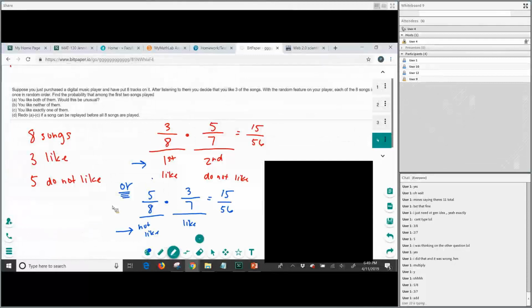Let me go back. So this is that answer right here, 0.536. Okay, so on your calculator, do 15 over 56 plus 15 over 56. You should get 0.536.